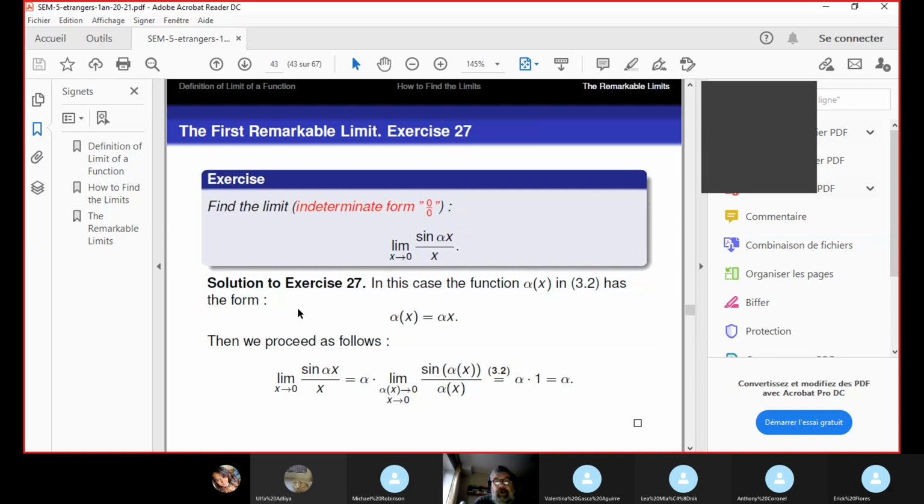So in the simplest case of the application of the previous result of the first remarkable limit, we have to find the limit as x goes to 0 of sinus alpha x over x. Here alpha is a real number. You see? So in this case, from the previous formula 3.2, we have that our alpha of x is alpha times x. So the simplest case of our function alpha of x.